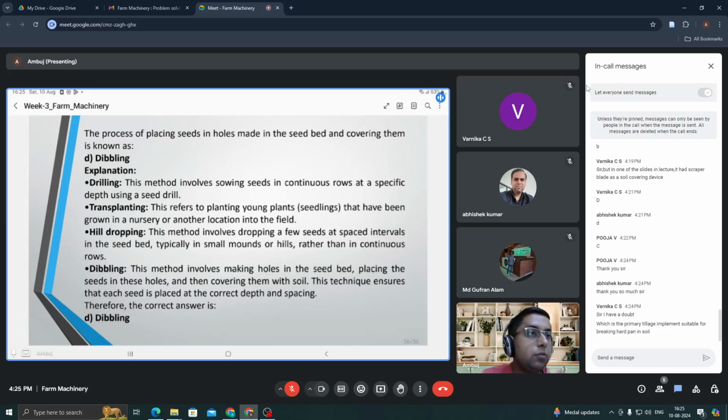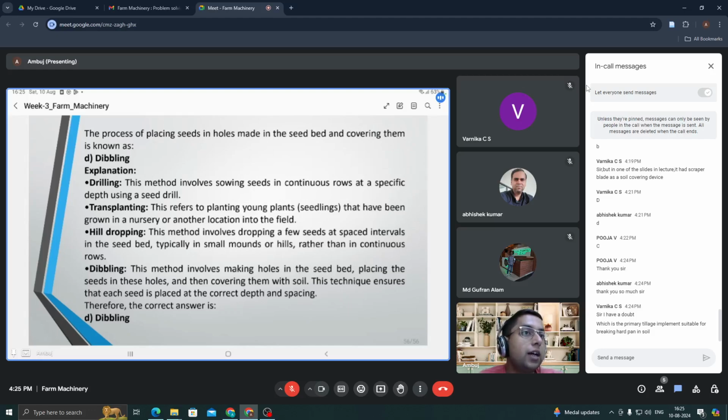Which is the primary tillage implement suitable for breaking the hard pan in the soil? That is known as the subsoiler. It can go up to 90 centimeter depth. It has an inverted T-type structure. Subsoiler design is also covered, I think, only at UG level.